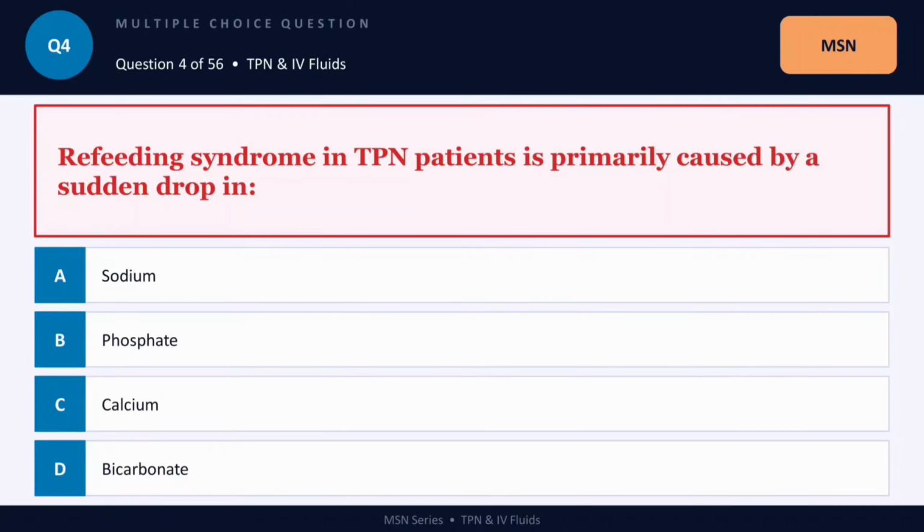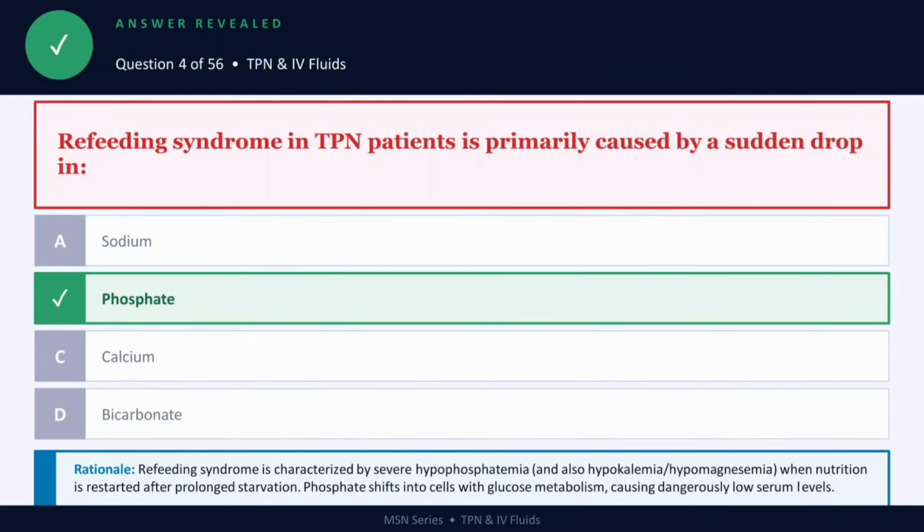Question number 4. Refeeding syndrome in a TPN patient is primarily caused by a sudden drop in: Option A. Sodium. Option B. Phosphate. Option C. Calcium. Option D. Bicarbonate. The correct answer is option B.